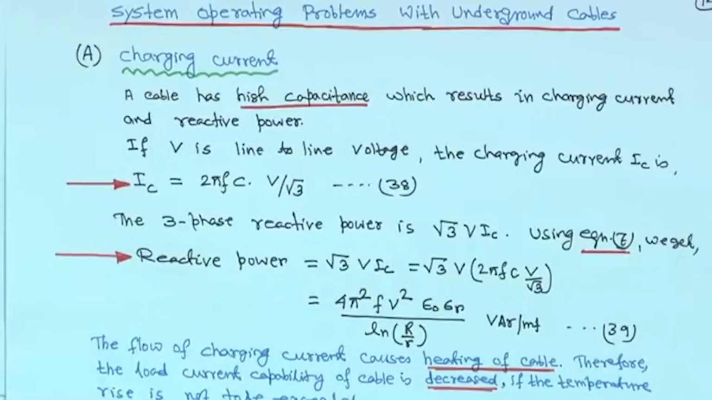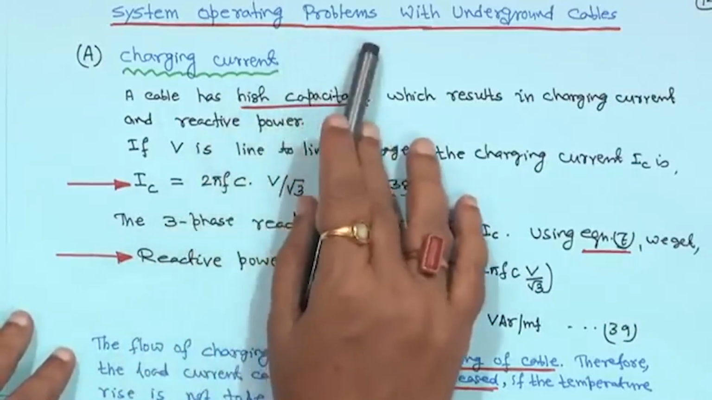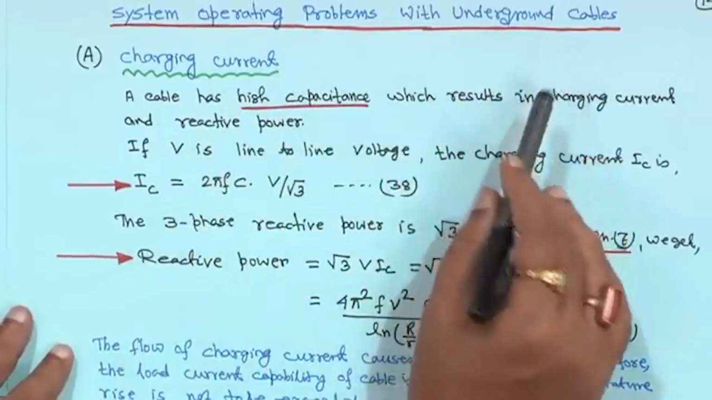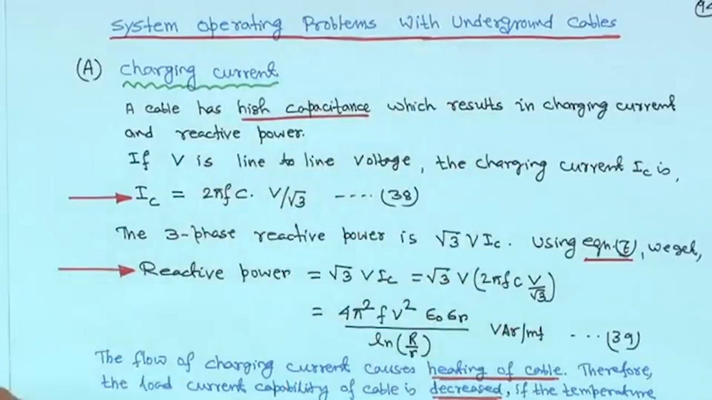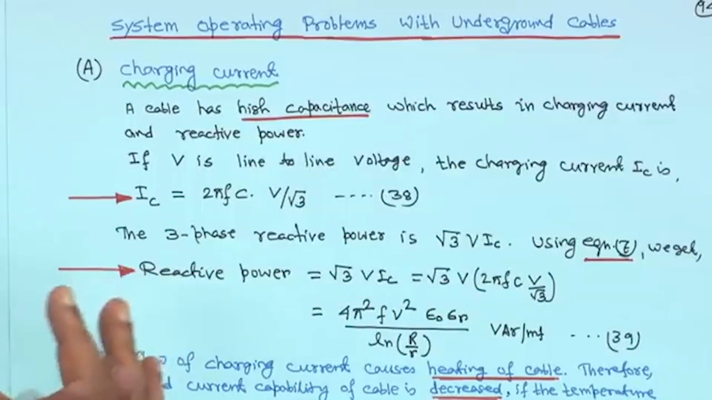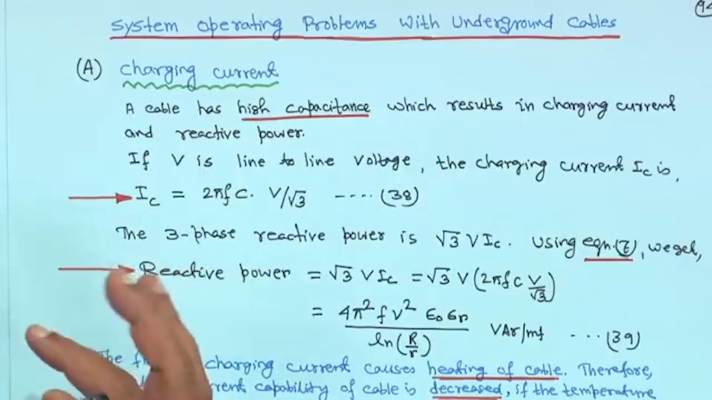Next is the system operating problems with underground cable. You know skin effect, Ferranti effect. Just briefly it will be discussed, starting with charging current. What are the problems with underground cables? The first is the charging current. A cable generally has high capacitance; even for an 11 kV cable you have to consider the capacitance, whereas for an overhead 11 kV line there is no need to consider the charging capacitance, because it is negligible.